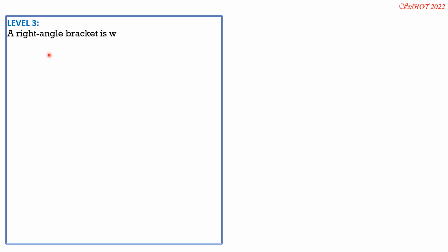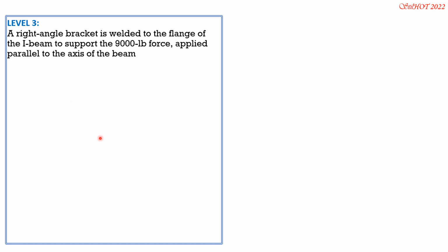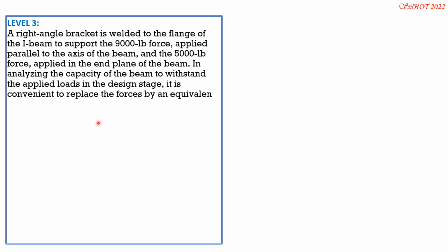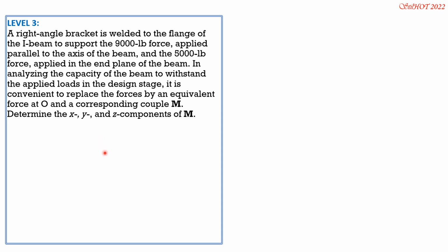Level 3 problem. A right angle bracket is welded to the flange of the I-beam to support the 9,000 pound force applied parallel to the axis of the beam, and the 5,000 pound force applied in the end plane of the beam. In analyzing the capacity of the beam to withstand the applied loads in the design stage, it is convenient to replace the forces by an equivalent force at O and a corresponding couple M. So determine the X, Y, and Z components of M. So just the X, Y, and Z components of M.